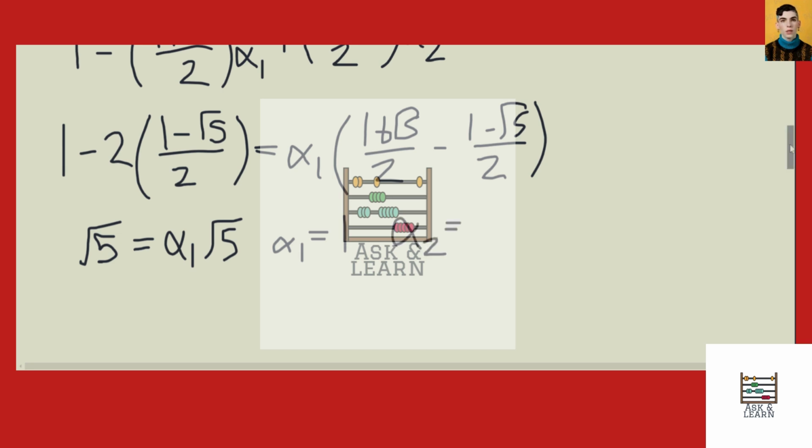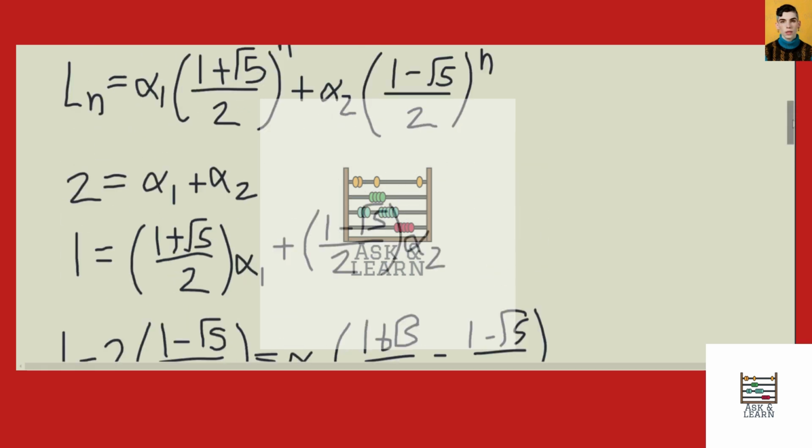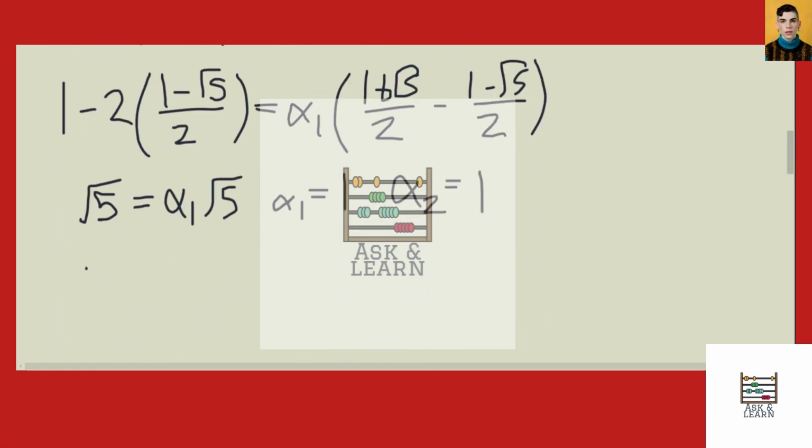And so the particular solution is L_n equals ((1 plus root 5)/2)^n plus ((1 minus root 5)/2)^n.